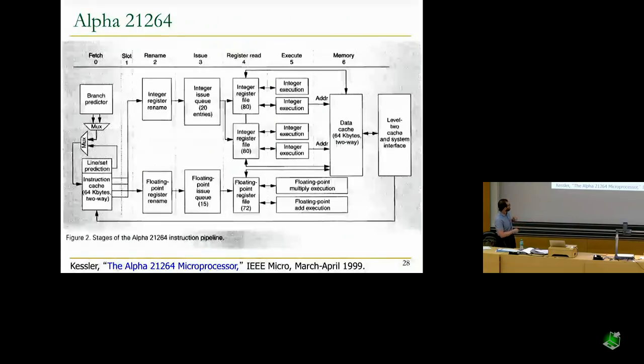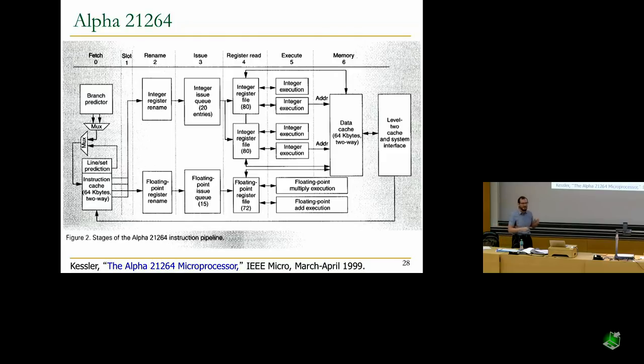This is Alpha 21264. This is a paper that I recommend, although it may be hard to read sometimes for some. But you can see that there's renaming, there's the issue queue. The issue queue is the reservation stations, and then after the reservation stations, you access the physical register file, right? Just like we've discussed. Similarly, you do this for the floating point.